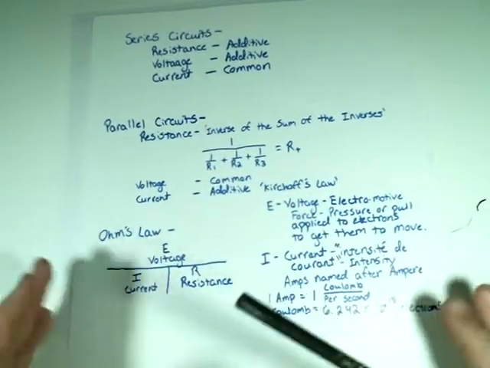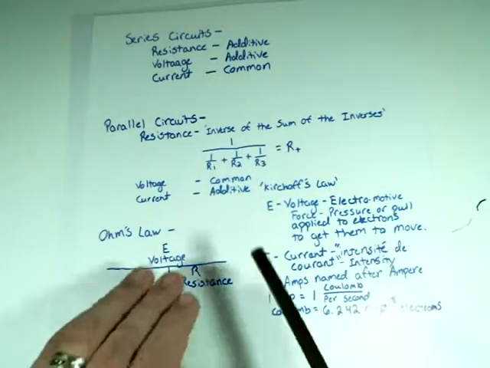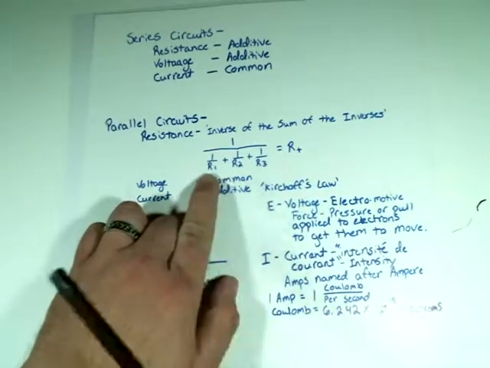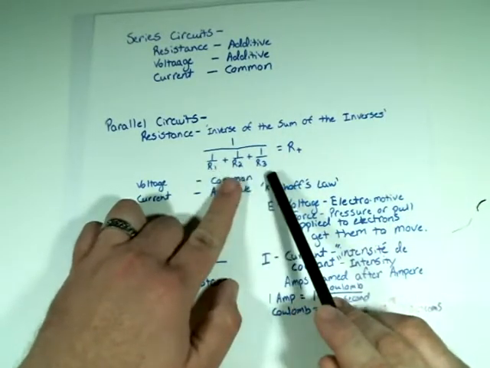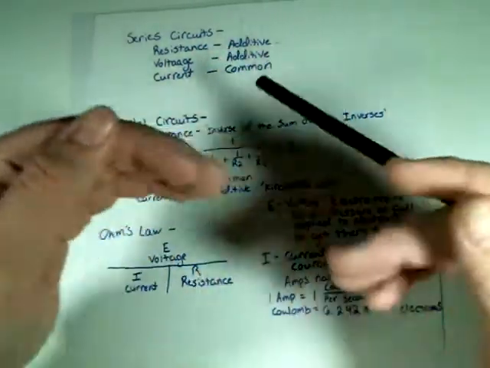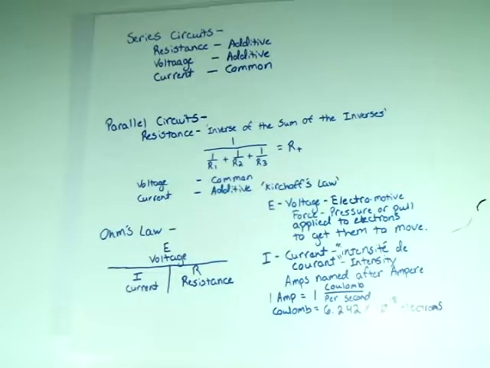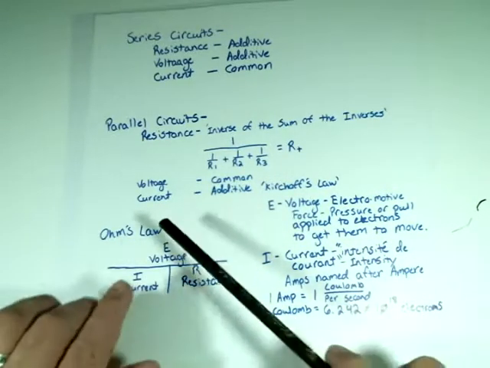Parallel circuits are a little bit different. Resistance is added up in a formula called inverse of the sum of the inverses. So you take one of your resistive totals measured in ohms, and then the second one and the third one, you get the inverse of each one. You add them all up, and then you get the inverse of that total, and you'll get the sum of your resistive network. And we'll go over that a little bit more in depth in a moment.